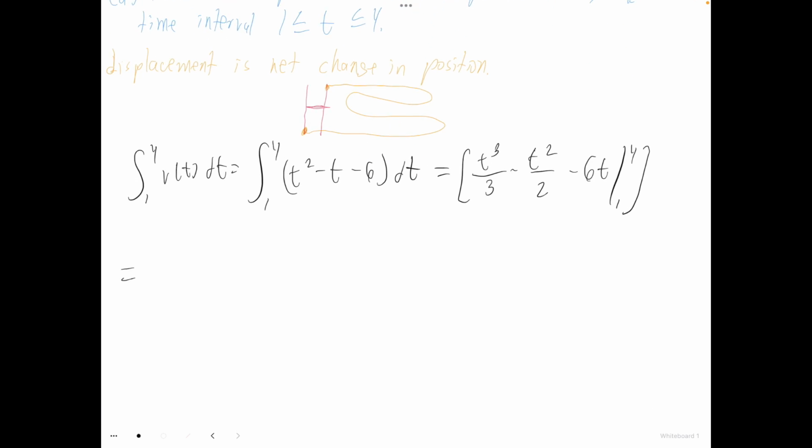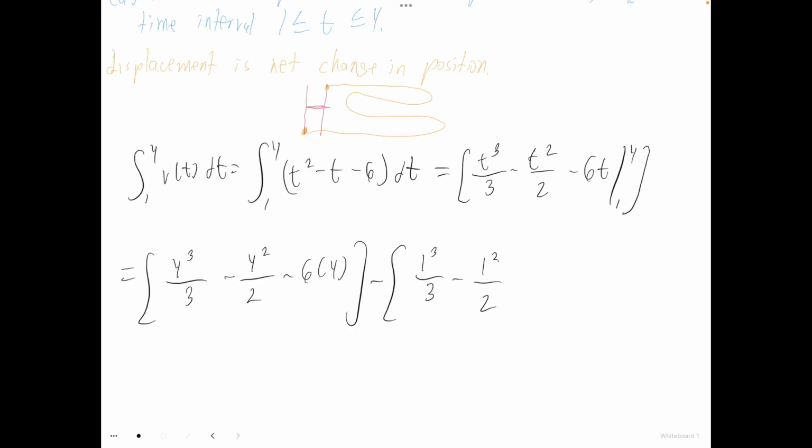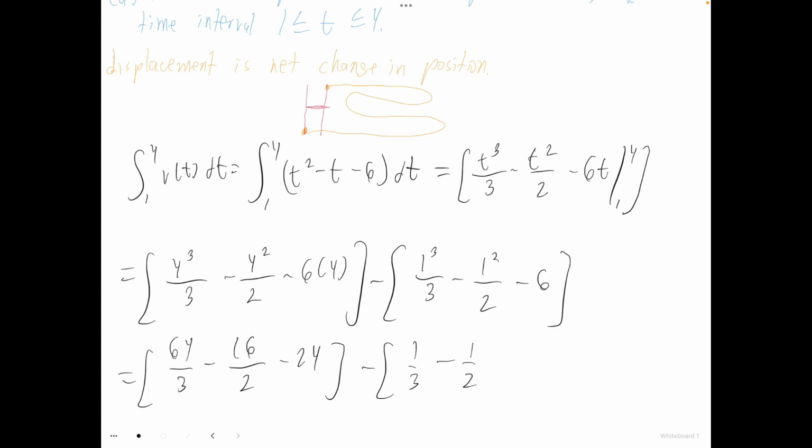And then we plug things in. So we're going to have 4 cubed over 3 minus 4 squared over 2 minus 6 times 4 minus, plugging in 1, we have 1 cubed over 3 minus 1 squared over 2 minus 6. So this gives us 64 over 3 minus 16 over 2 minus 24, minus 1/3 minus 1/2 minus, minus 6.